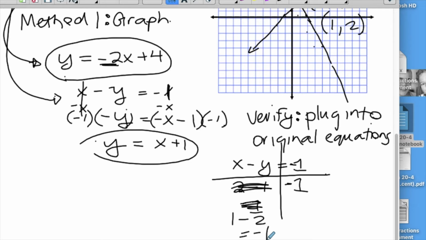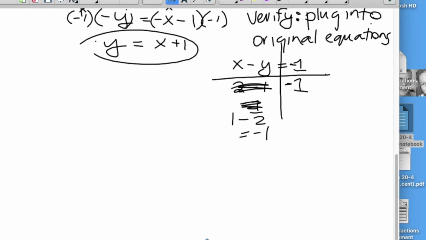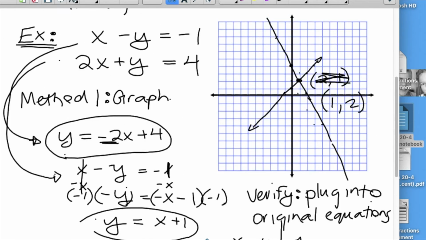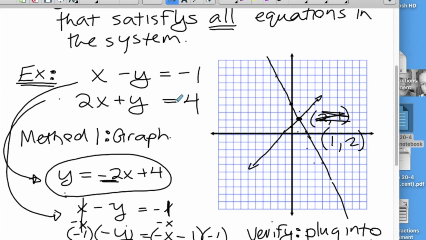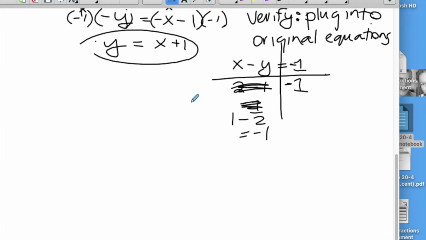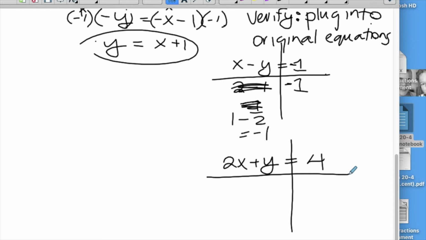Okay? And then the other one was, let's get this correct, 2x plus y equals 4. All right. 2x plus y equals 4. And I'm plugging in the point 1, 2, right? Okay. 2 times 1 plus 2. This side should be 4. This is 2 plus 2, and that's 4. So these two are equal. That's what I want. Okay? That's how I verify.